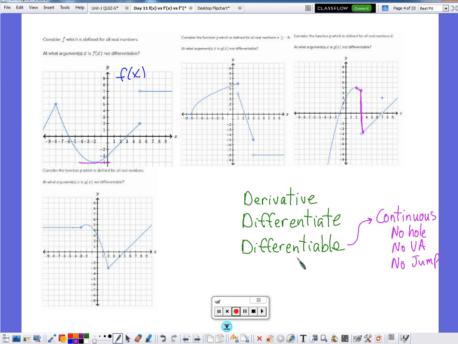Question. There are 2 examples, though, of where a function can be continuous and still not be differentiable. One of those we just talked about, it's a corner. So at a corner, like right here, all the points are close together. The function is continuous, but not differentiable. The other one is called a vertical tangent.